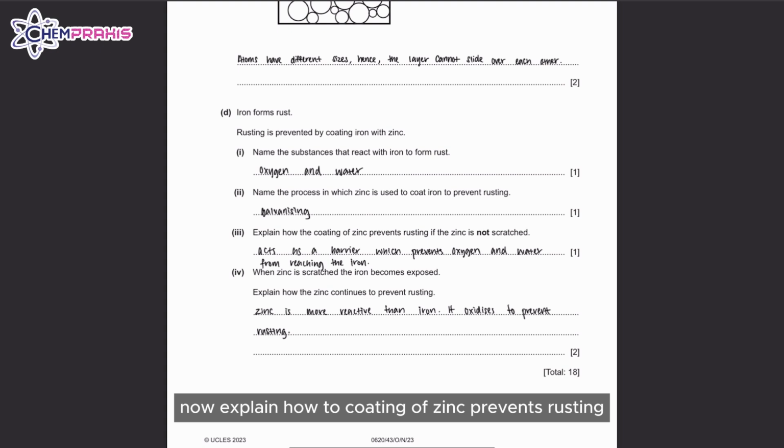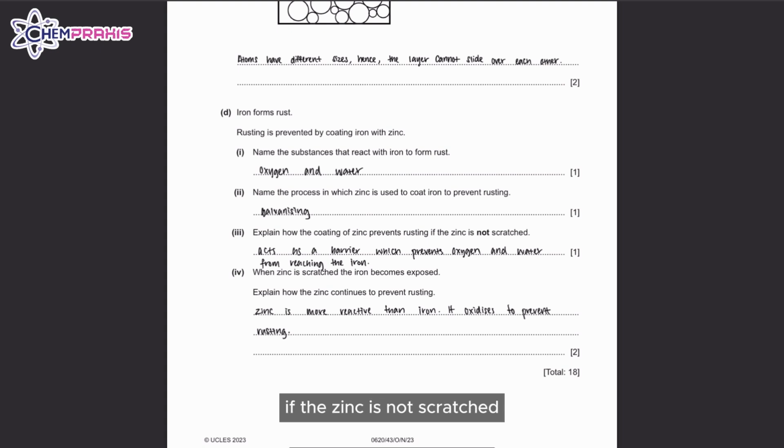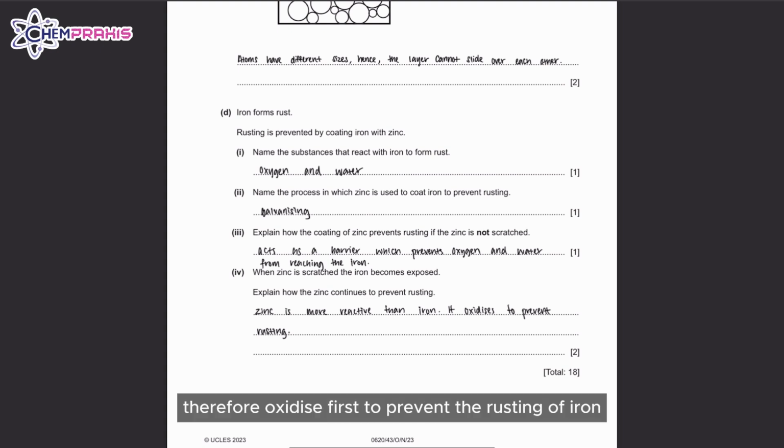Now explain how the coating of zinc prevents rusting if the zinc is not scratched. The zinc acts like a barrier that prevents oxygen and moisture from reaching the iron and hence prevents the iron from getting rusted. However, when the zinc gets scratched and the iron becomes exposed, as zinc is more reactive than iron on the reactivity series of metals, it will therefore oxidize to prevent the rusting of iron.